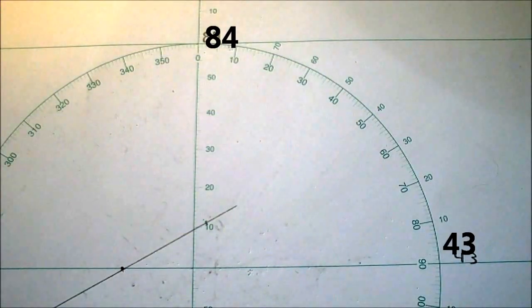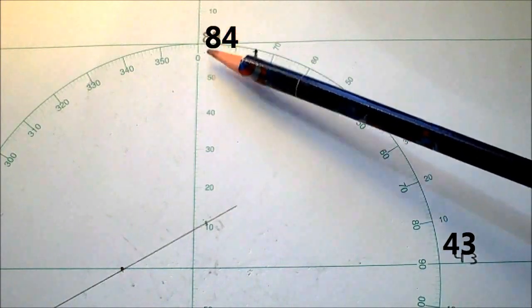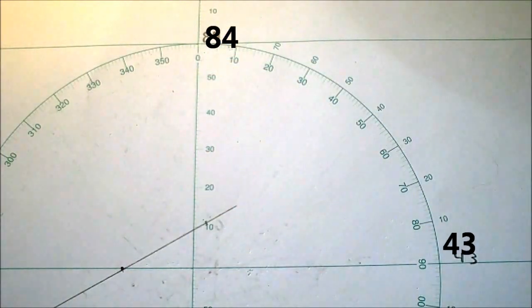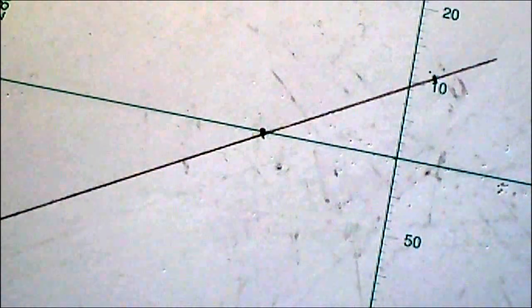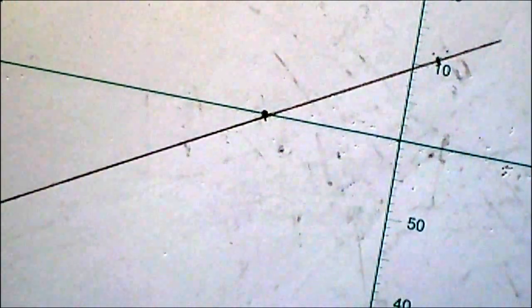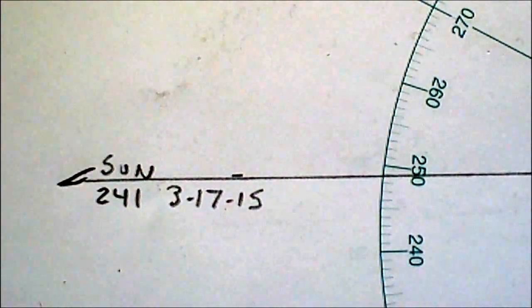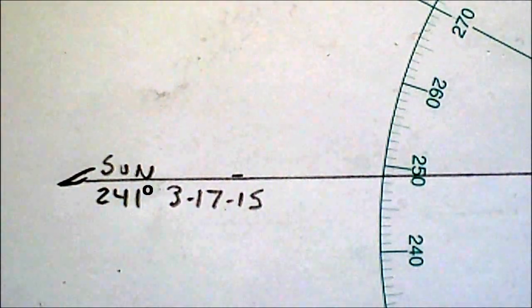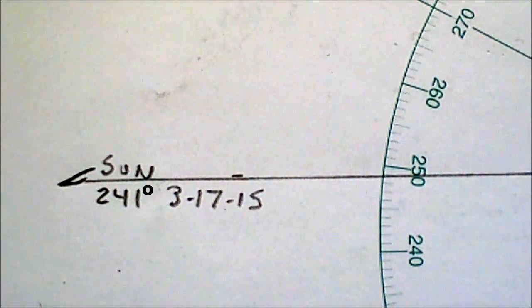Here's our plotting sheet. I've already labeled it as 43 degrees north latitude and 84 degrees west longitude. Now we find the point of our assumed longitude, which is west, 84°17.4', and we plot our azimuth. That's marked for the sun, 241 degrees, and the date.